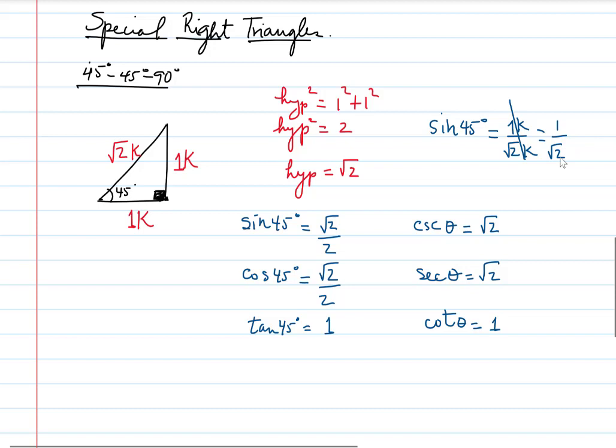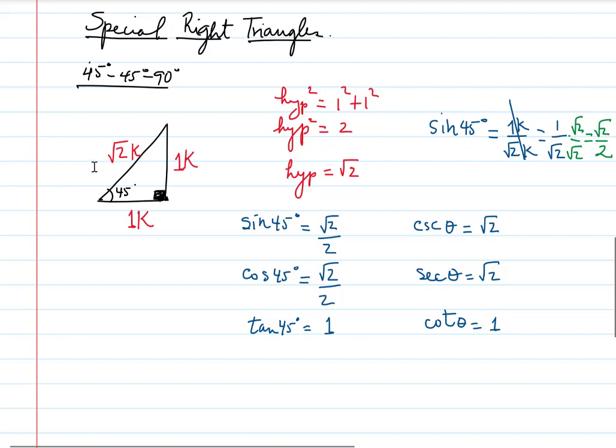Now, remember in math, we don't like to have a radical on the bottom, so we typically just rationalize this part by multiplying both sides, or top and bottom, by square root of 2, and this gives me the square root of 2 over 2. So that's what I have right here.